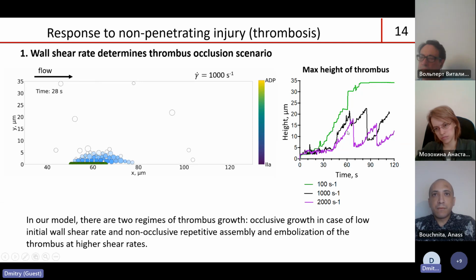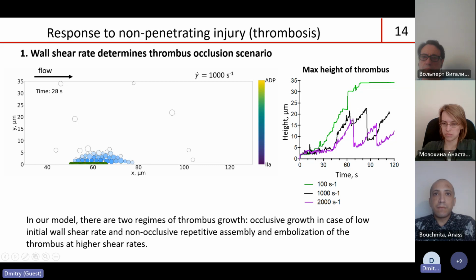And another thing, because of this, we see that the formation of the second cycle happened earlier, at 2000 inverse seconds. Regarding the speed of growth, it's indeed pretty much the same here and here. Why is that? I'm not sure.